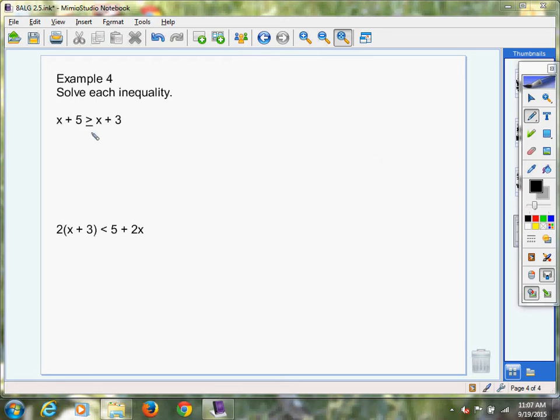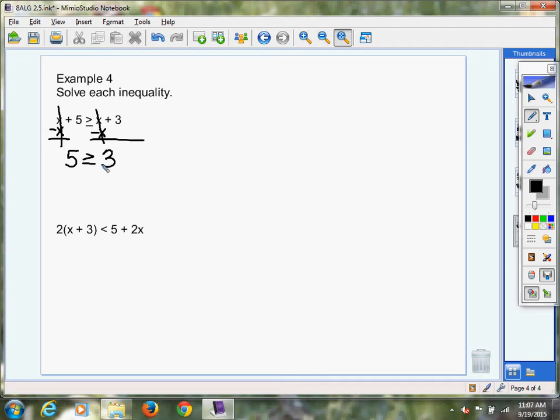So when I do that, when I move this x and put it over on the left side, look what happens. 1x minus 1x is 0, so I'm left with 5. 1x minus 1x is also 0, and I'm left with 3. I have no variable. That can happen, and it's okay if it happens.